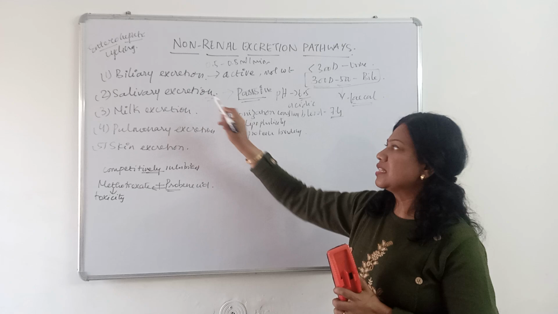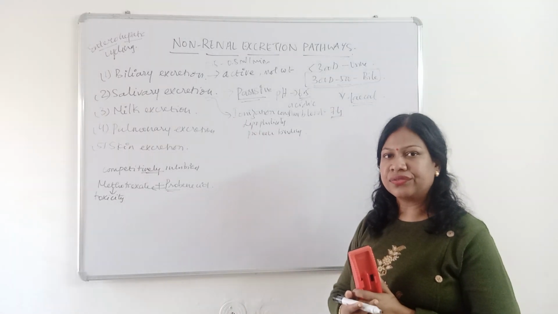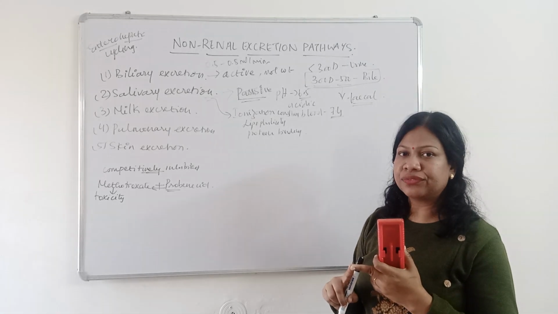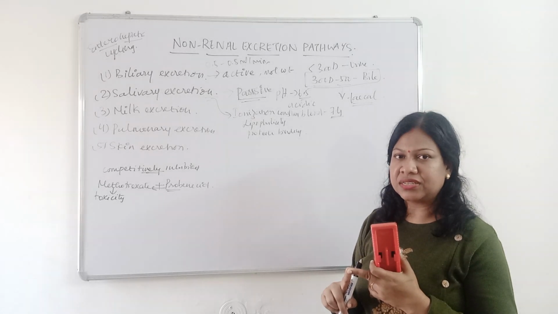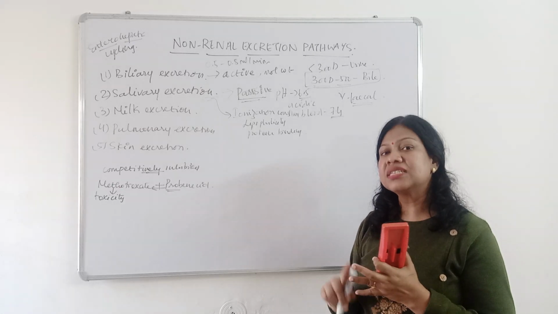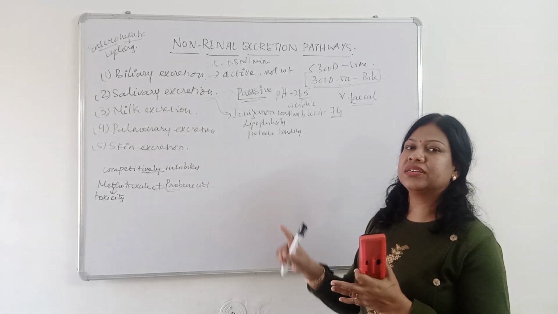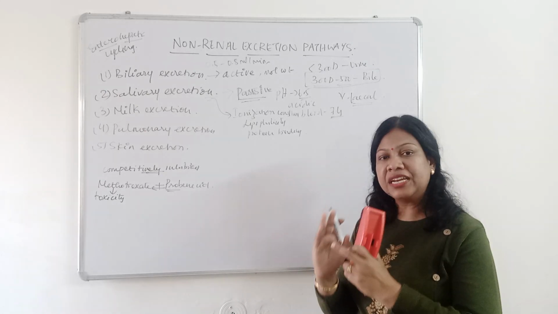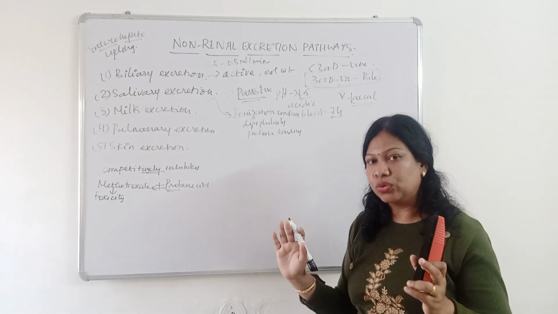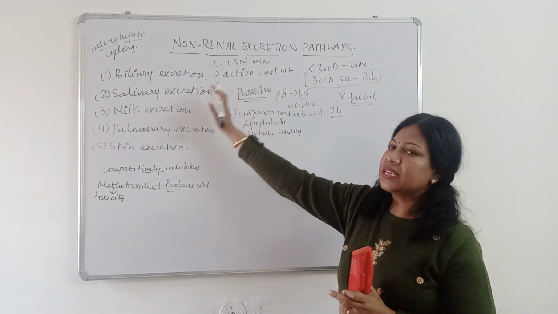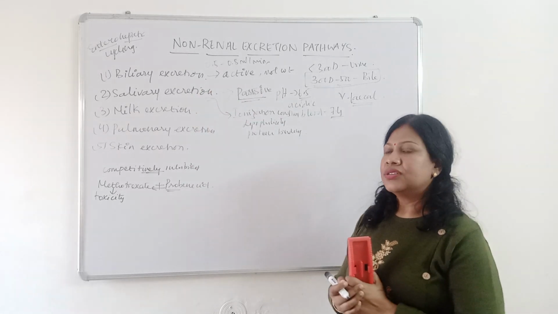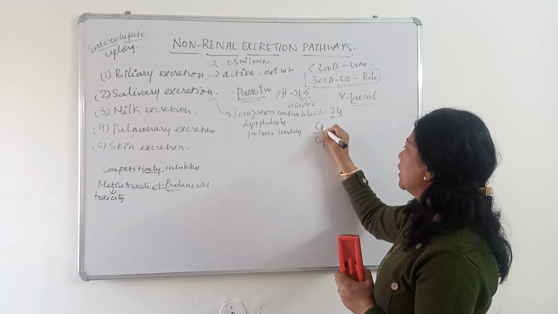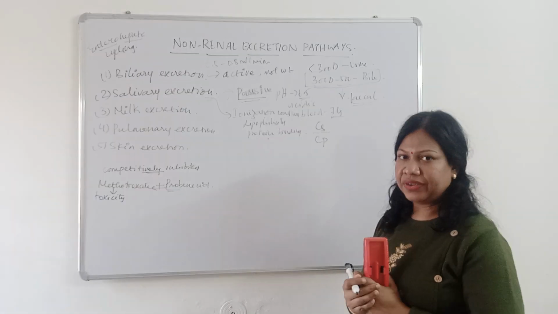So mainly the factors which influence the salivary excretion of drugs from the blood are the ionization constant of the drug, that is pKa, and the drug must be unionized in nature; the lipophilicity of the drug, that is the drug must be lipophilic in nature; and the third is the protein binding of the drug, that is the drug must be free, unbound, not bound to any protein. Those will be excreted through the saliva. So the saliva to plasma concentration will be determined by these three factors.